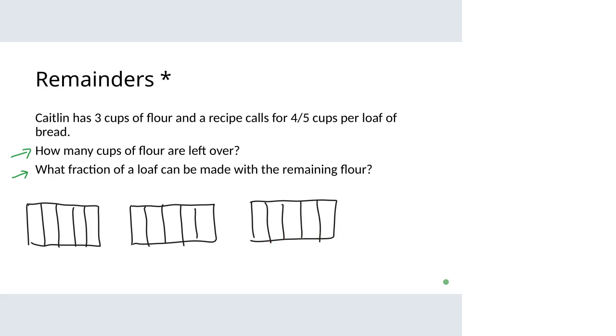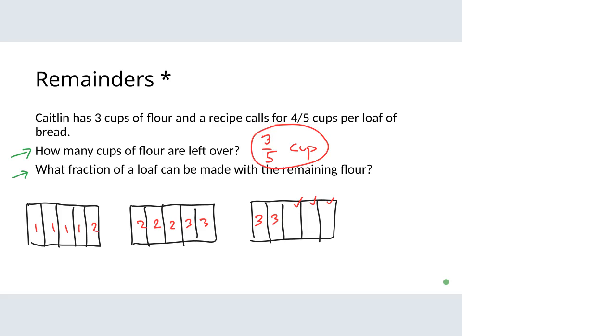All right, so I've got them cut into fifths, and the recipe calls for 4/5 of a cup per loaf. So there's loaf number 1. 1, 2, 3, 4. 1, 2, 3, 4. That's it. So we can see that she can make 3 loaves. And how many cups of flour are left over? There's 1, 2, 3 out of 5. So 3/5 of a cup is left over.